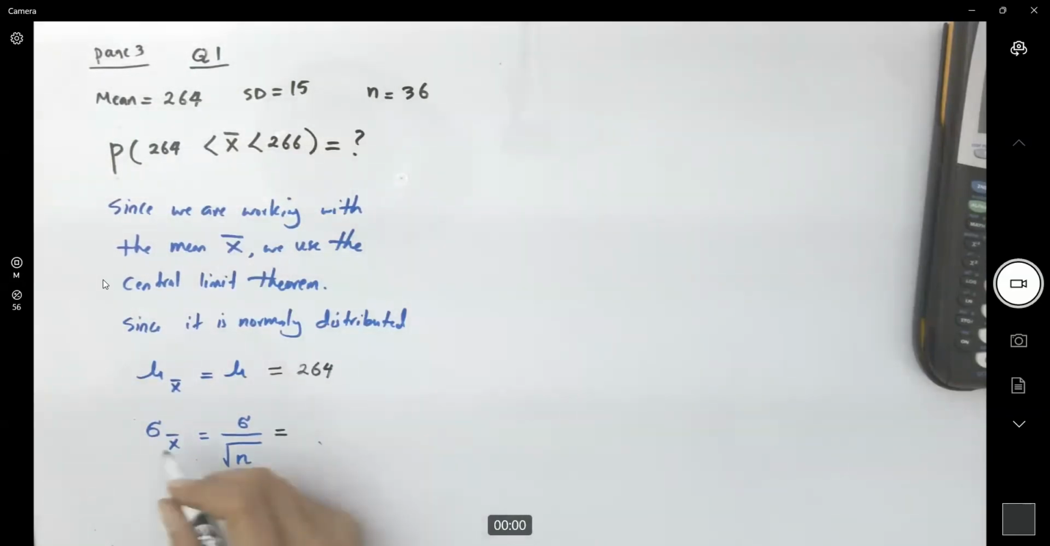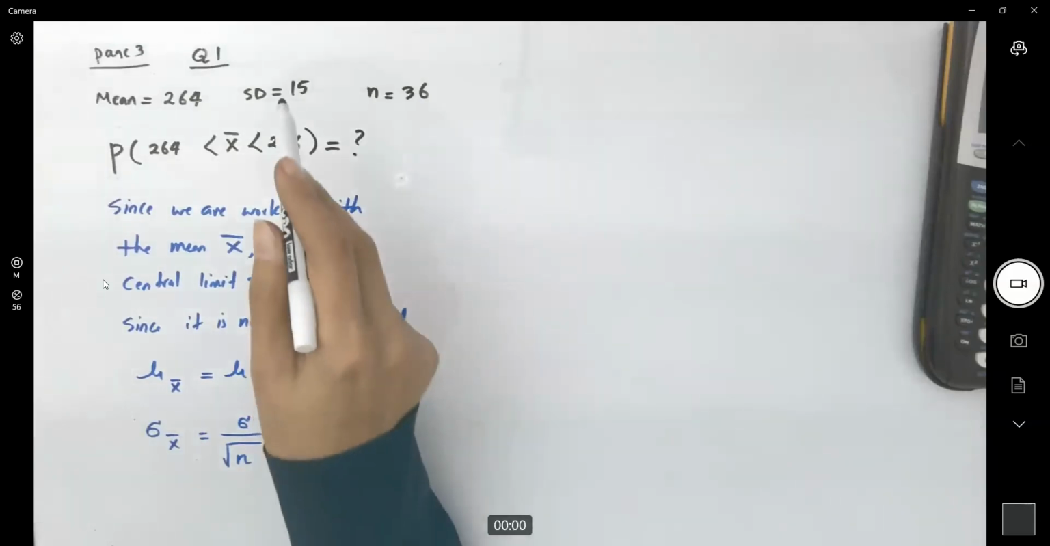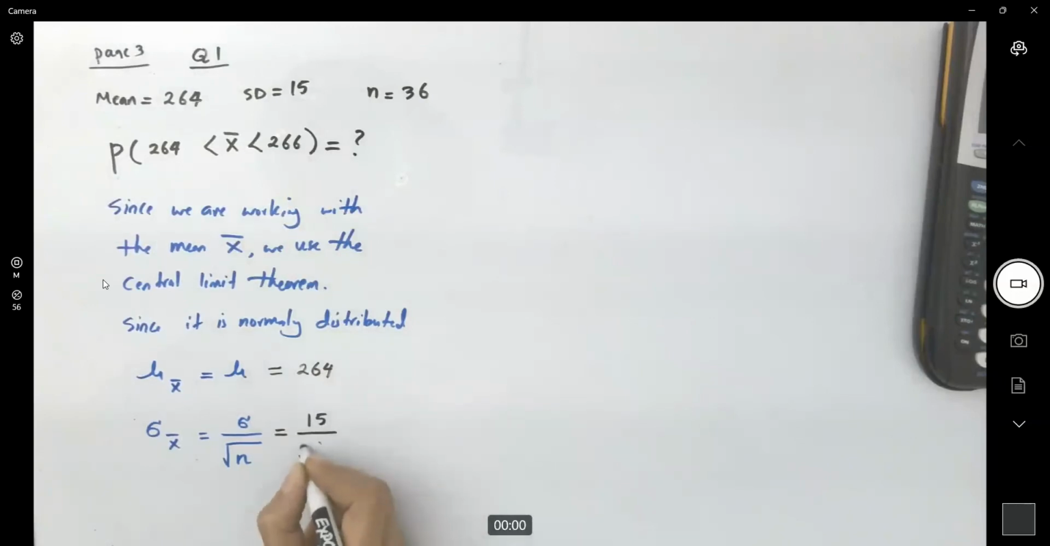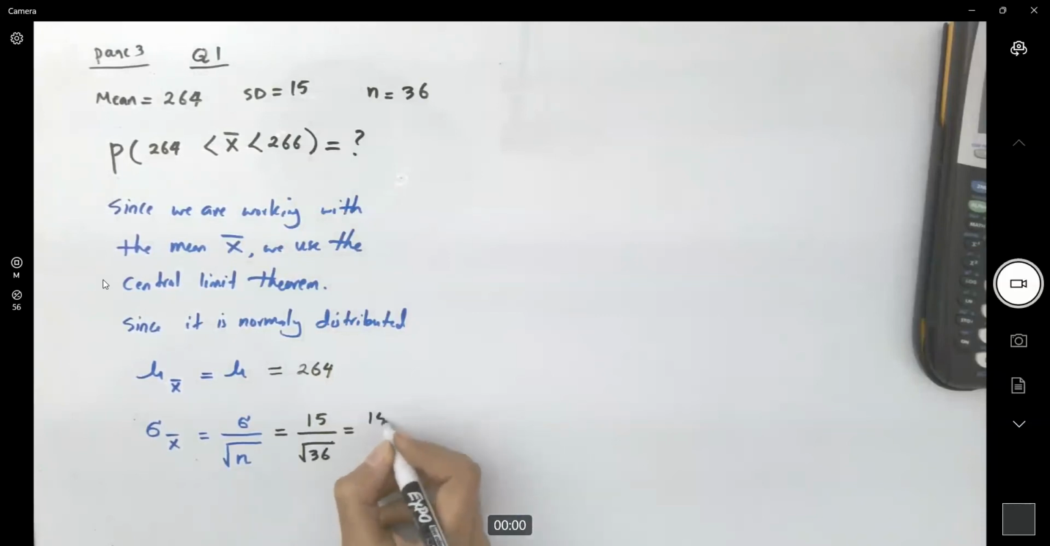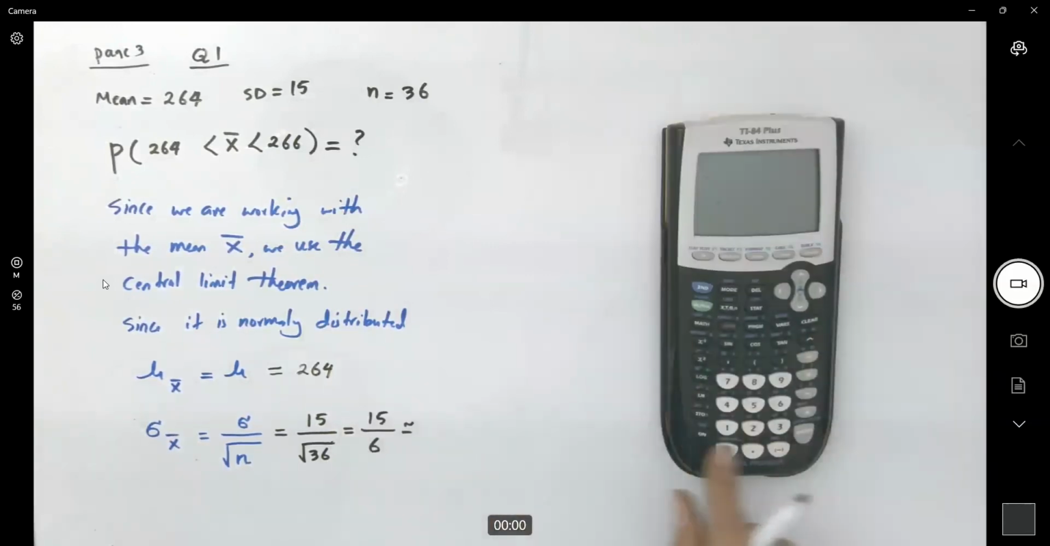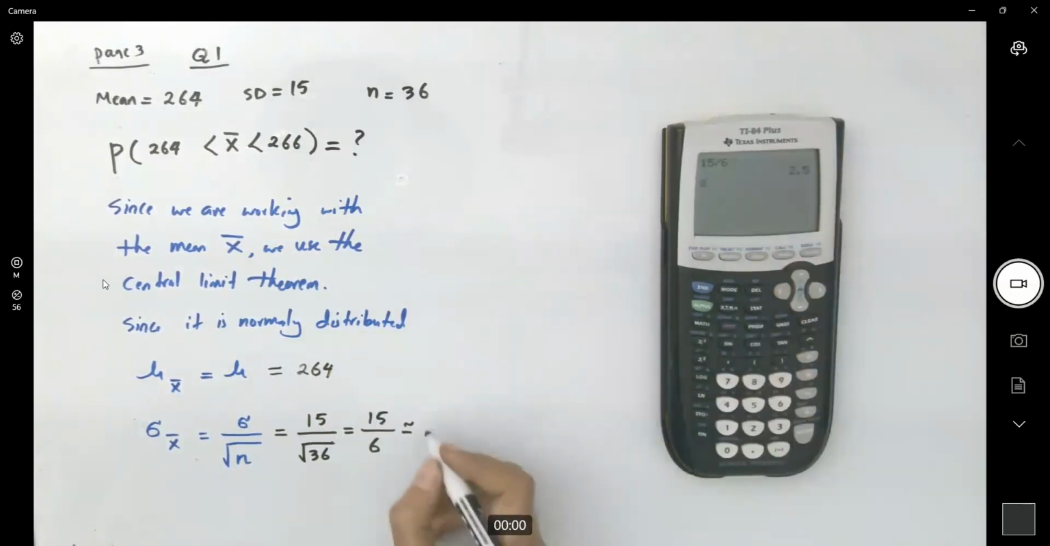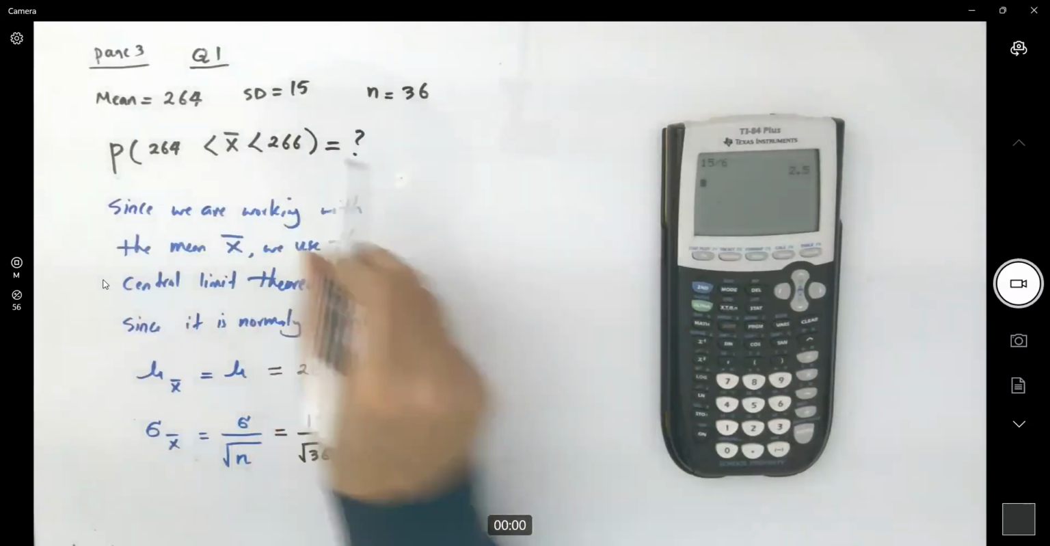So far, so good. The standard deviation of the sampling distribution of sample means is the standard deviation of the population divided by the square root of the sample size, which is 36. So what do we get? We get 15 divided by 6. Let's use our calculator to find this number. We have 15 divided by 6, exactly 2.5. Very good. So here we have 2.5 as the standard deviation. Very well. So now how do we find the probability?